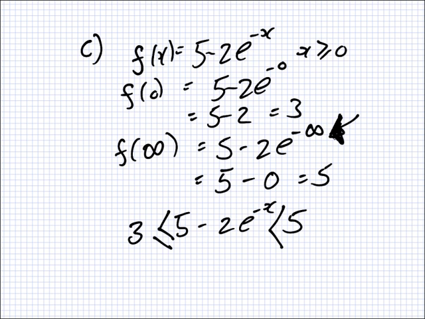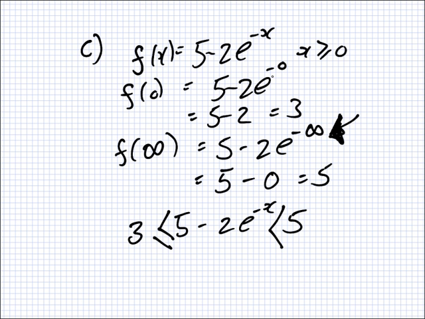How did we get 3 in the first step? 5 minus 2e^0 is 5 minus 2, because e to the power of 0 is 1. What's e to the power of 0? 1. Okay, so 5 minus 2 is 3. Correct?